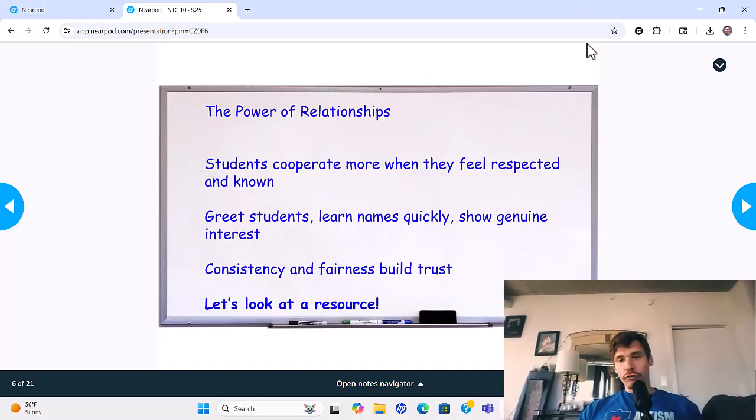Relationships are crucial for building that rapport with students, right? When you're correcting behavior, to avoid a power struggle, you're really going to want to have rapport and a good relationship with that student. Students cooperate more when they feel respected and known.